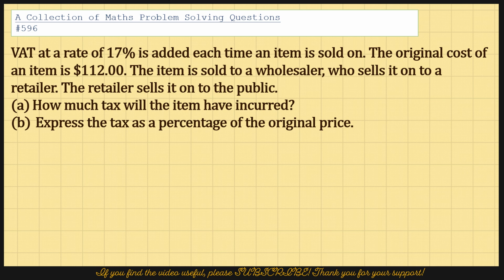VAT at the rate of 17% is added each time an item is sold on. The original cost of an item is $112. The item is sold to a wholesaler who sells it on to the retailer. The retailer sells it on to the public. How much tax will the item have incurred, and express the tax as a percentage of the original price.